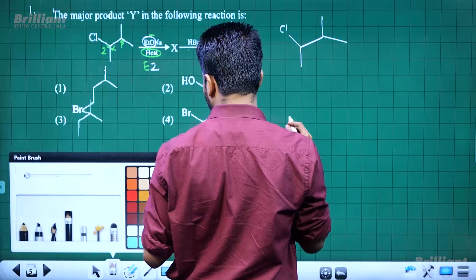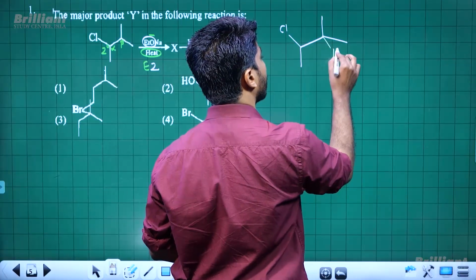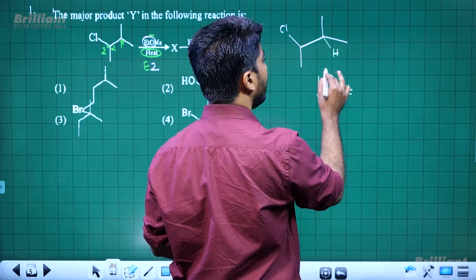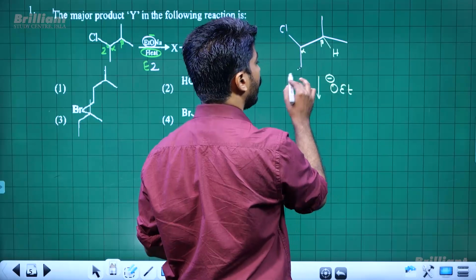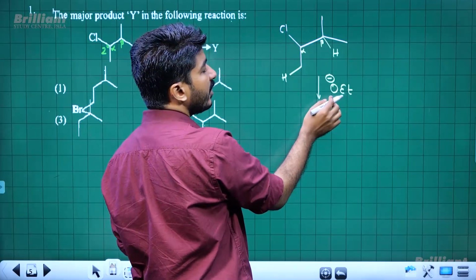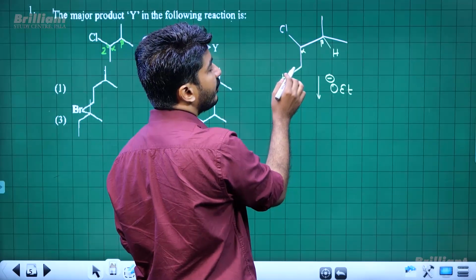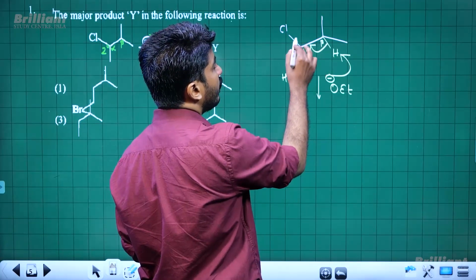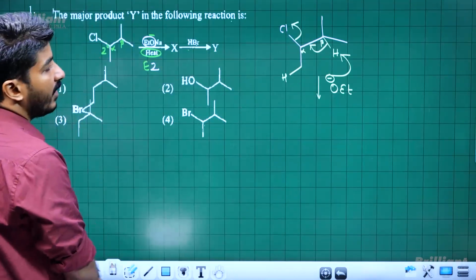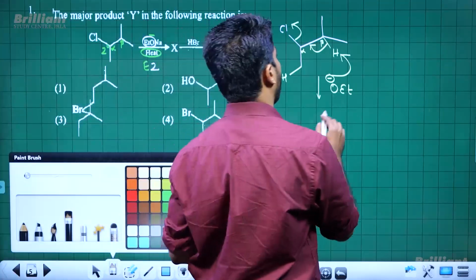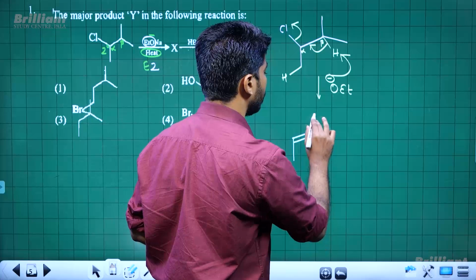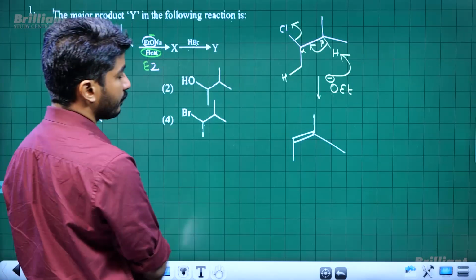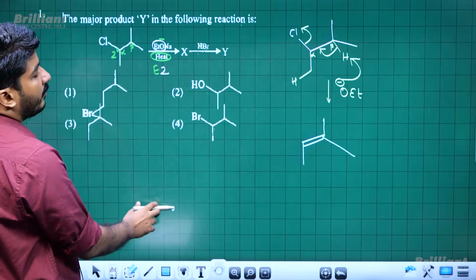E2 elimination occurs. We know the Saytzeff product is the major product. So if we take EtO minus, ethoxide, it takes this beta hydrogen, not this beta hydrogen. If tertiary butoxide was taken, then we may get the alkene over here, the Hofmann product. But this is a normal base, a small base, strong base also. Thus we get the Saytzeff elimination product. This would be the product, and that is our X.